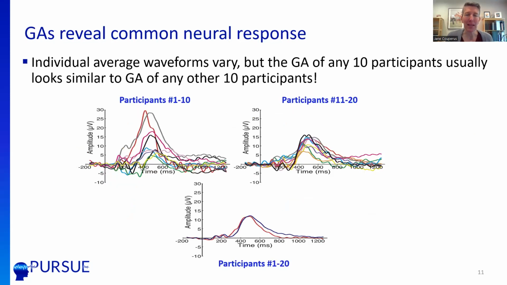The nice thing about them is individual average waveforms vary, but the grand average of any 10 participants is usually fairly similar to any other 10 participants. So if I were to look at participants 1 through 10, and those are their individual averages here in this graph, and on the right-hand side, that's 11 through 20, their individual averages. If I create an average of 1 through 10, and an average of 11 through 20, and I plot those against each other, they're actually going to look pretty similar. And that's what's in the graph on the bottom there. They're not going to be exactly alike, but they are going to be much more similar than the individuals are to each other.